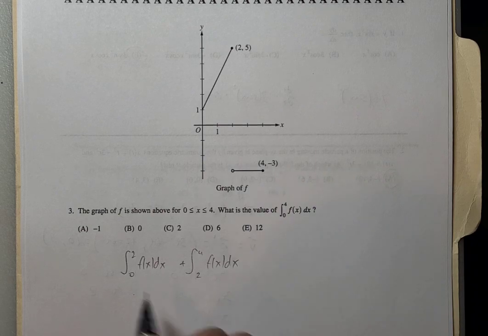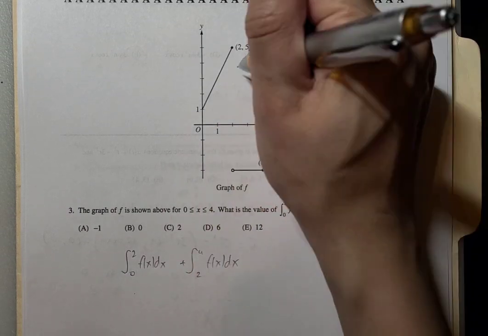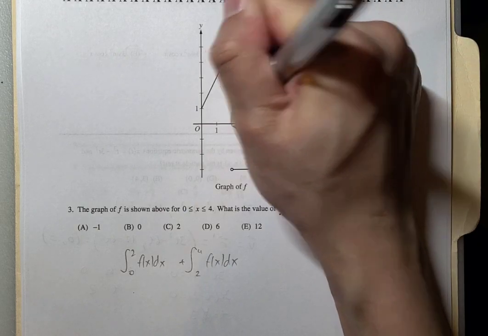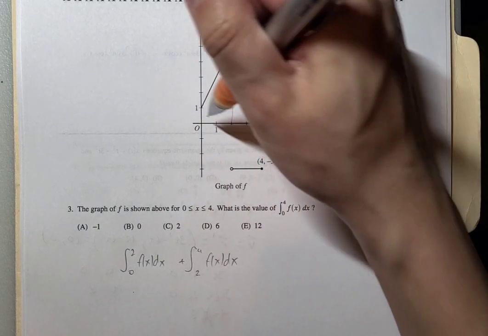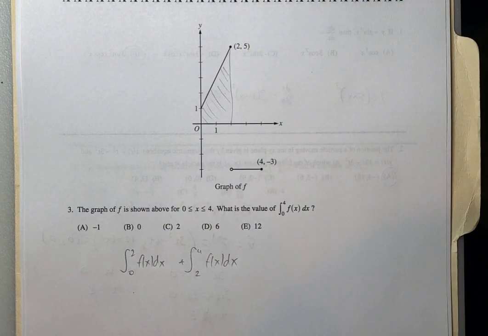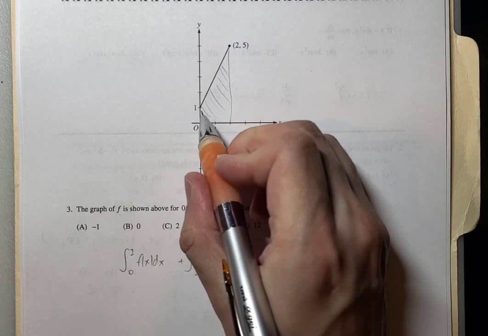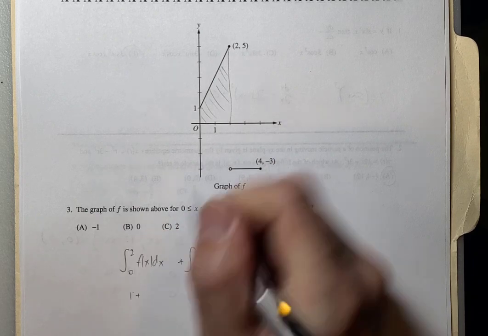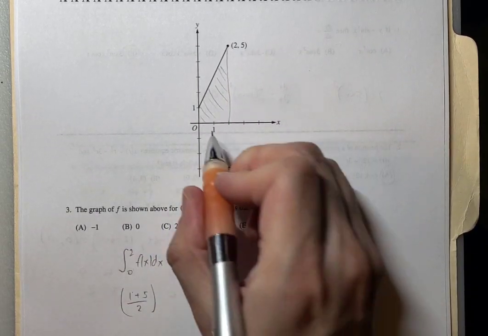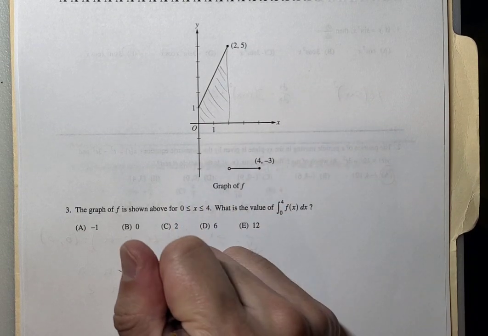Okay? So the integral is the area under the curve. What's the area from 0 to 2 under this curve? If we draw it geometrically, it's the area of this trapezoid. How do we find the area of this trapezoid? It's the average of the bases. This base is 1. This base is 5. We average it, so divide by 2, times the height of the trapezoid, which is 2.